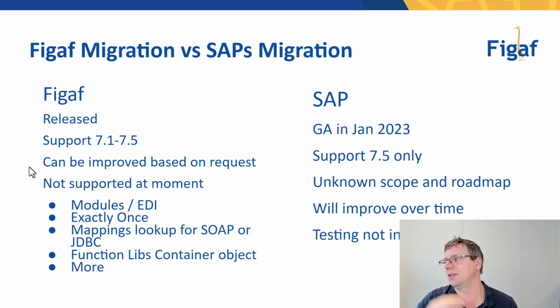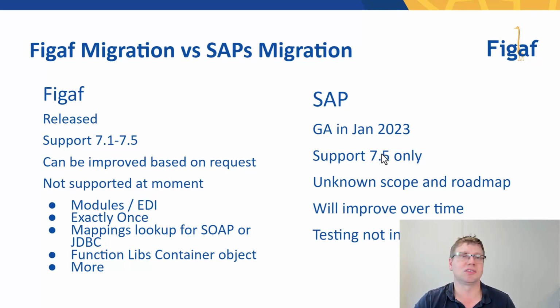If we just compare these ones, the Figaf and the SAP migration tool, I will be going much more into details about this at a later point in time. But there are some differences. Ours supports 7.1 to 7.5. We can probably easily improve some of the capabilities, and it's not bound by SAP's timeline for delivering new features. We do have some limitations at the moment that you'll see once you start migrating these things. Hopefully we can close some of these things and make it easier for you to use these ones.